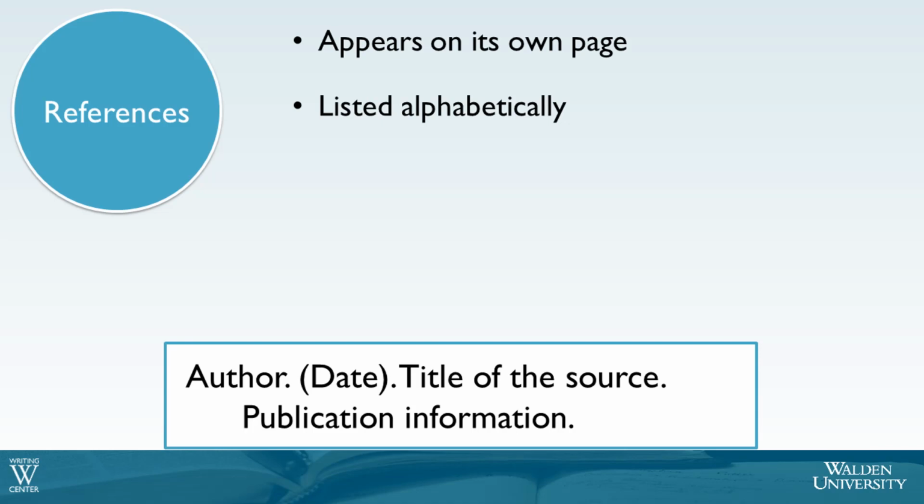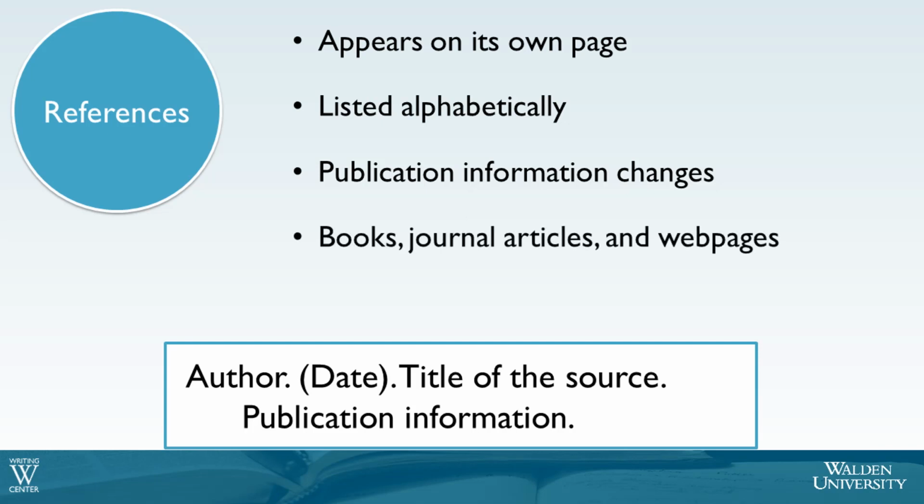Each reference entry includes the source's authors, publication year, title, and full publication information. The publication information changes the most depending on how the source was published. Walden students primarily use books, journal articles, and web pages in their writing, so we suggest you focus on these types of reference entries first.